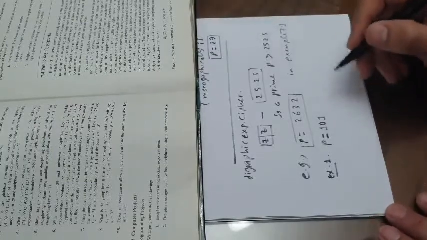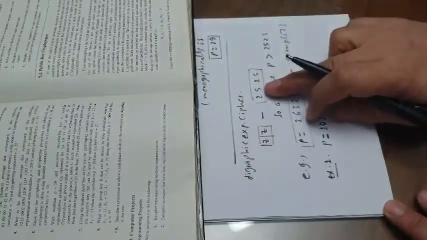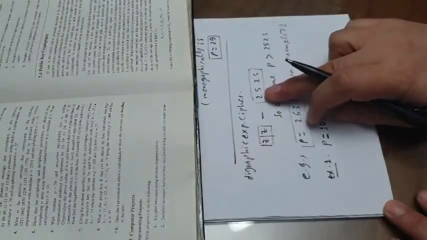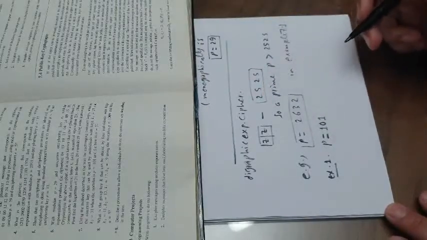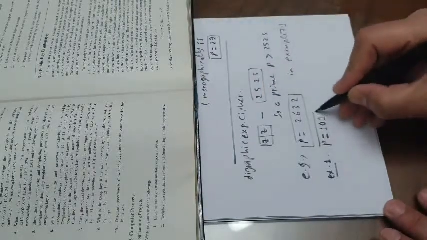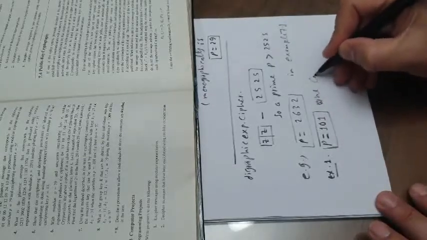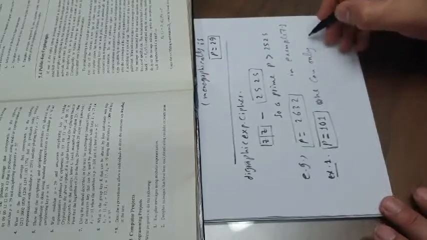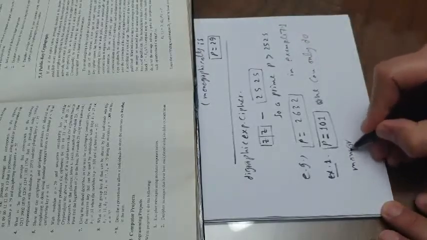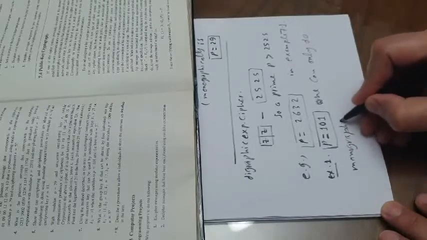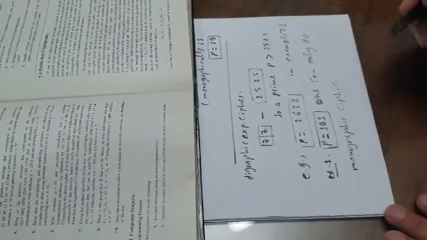Is this okay to do digraphic? No, this is less than 2525, which is needed for digraphic exponential cipher. So using this, we can only do monographic cipher. This is to change letter by letter.